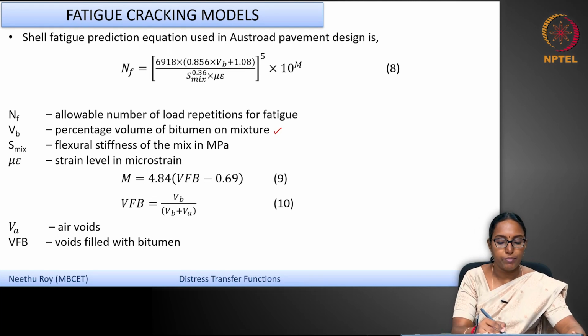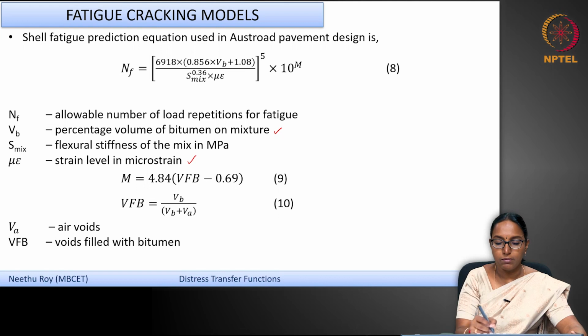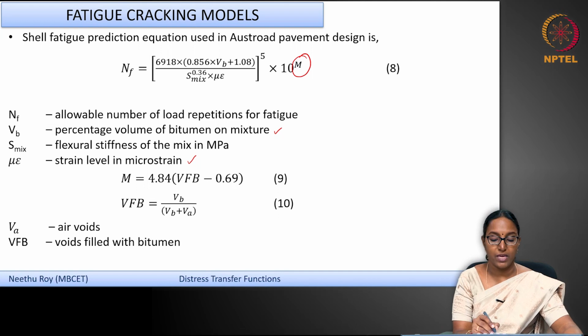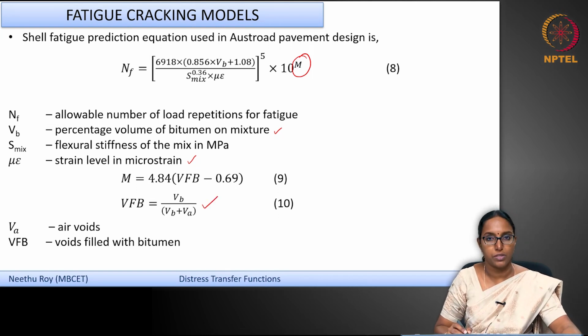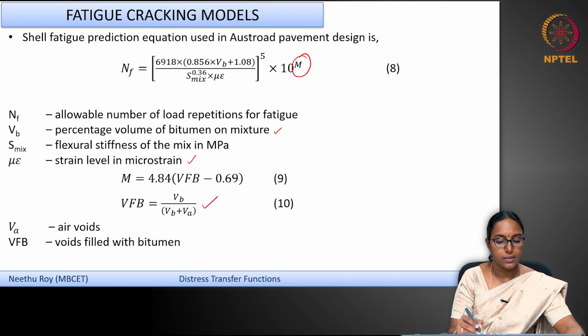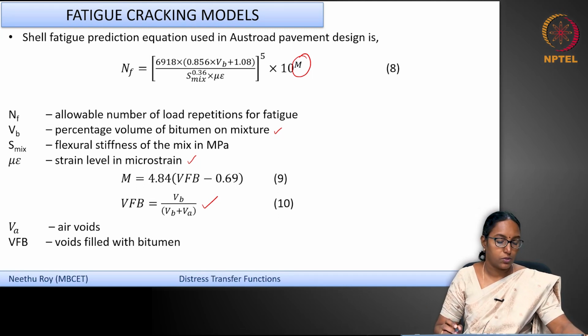Now, mu epsilon is the strain level that is chosen for the estimation of the properties of the material, and the term M here is defined as 4.84 into VFB minus 0.69, where VFB is the voids filled with bitumen, which is again given by VB by VB plus VA, where VA is the air voids, and so on. So, what you see here is that it is essentially the material parameters that go into the equation, and these coefficients that you see here, like 6918, are the coefficients obtained from the field studies.